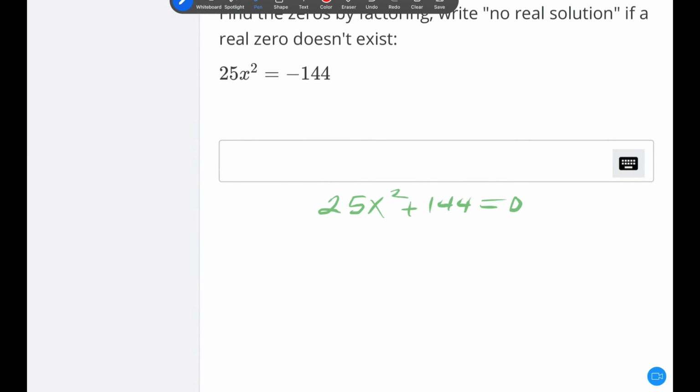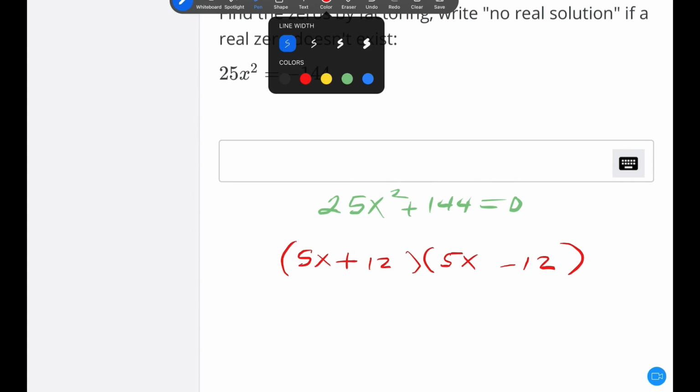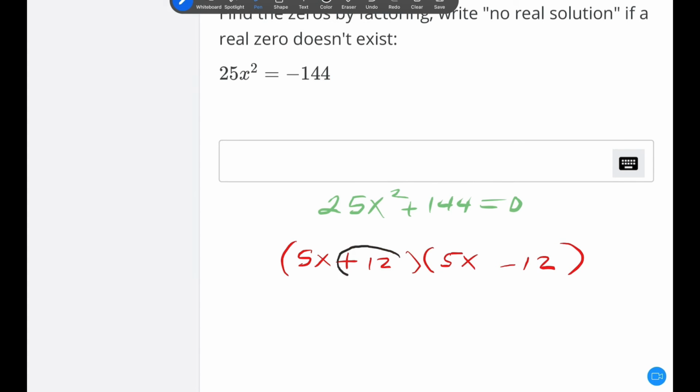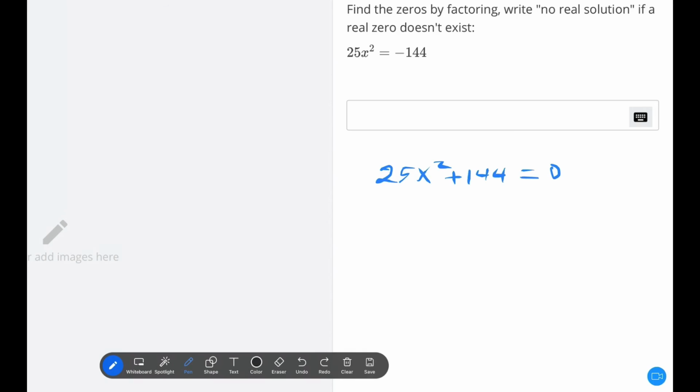Please don't do this. This is wrong. 5x plus 12, 5x minus 12, right? The reason this is wrong is because a positive 12 times a negative 12 is a negative 144. It's not a positive 144. All right, so don't do that. If this is a minus, it would work, and this would be no real solution.